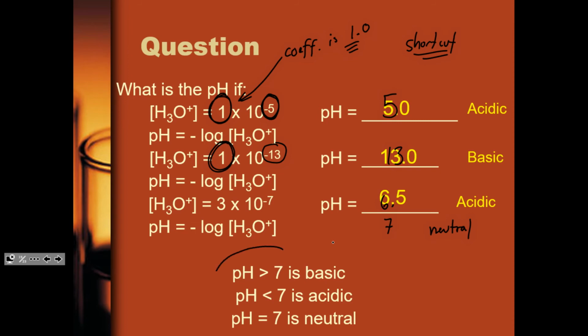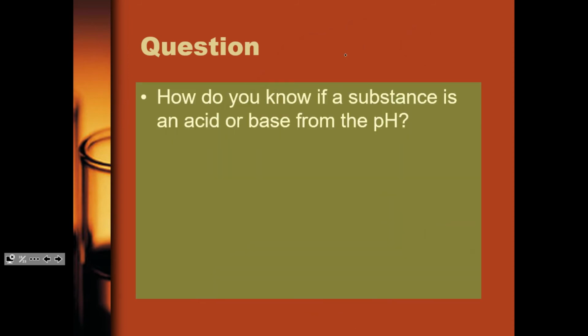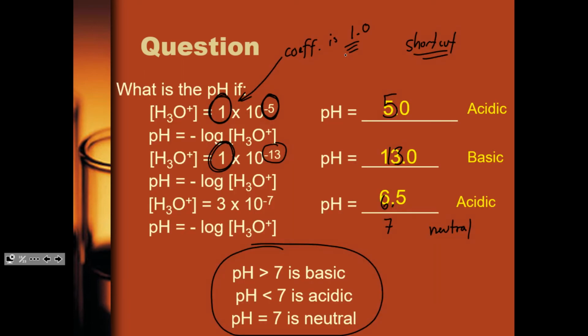And then here's just a quick summary of the pH values. So how do we know if a substance is acidic or basic from the pH? And so I'm going to point you back to this slide right here for the answer. This is what tells us.